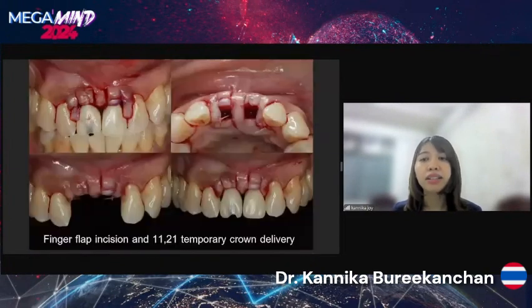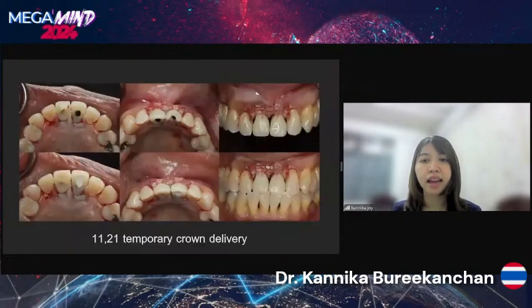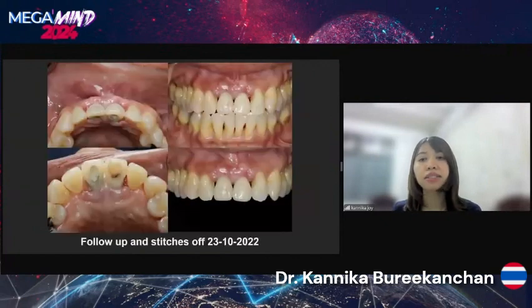After that, I sutured the finger flap with the gingiva at the palatal area of teeth 11 and 21. This suture must be a butt joint technique. Until suture complete and temporary crown are shown in this picture. I removed all stitches 2 weeks after surgery.